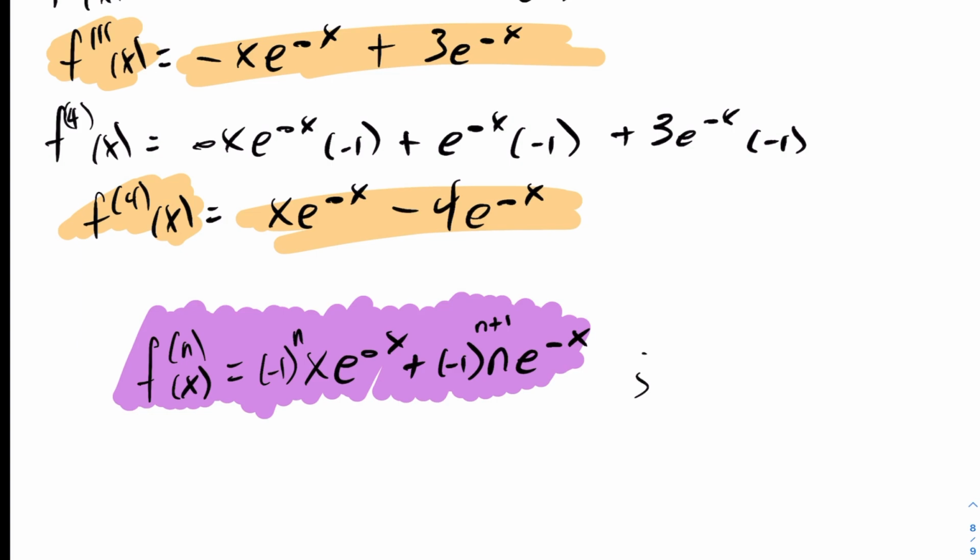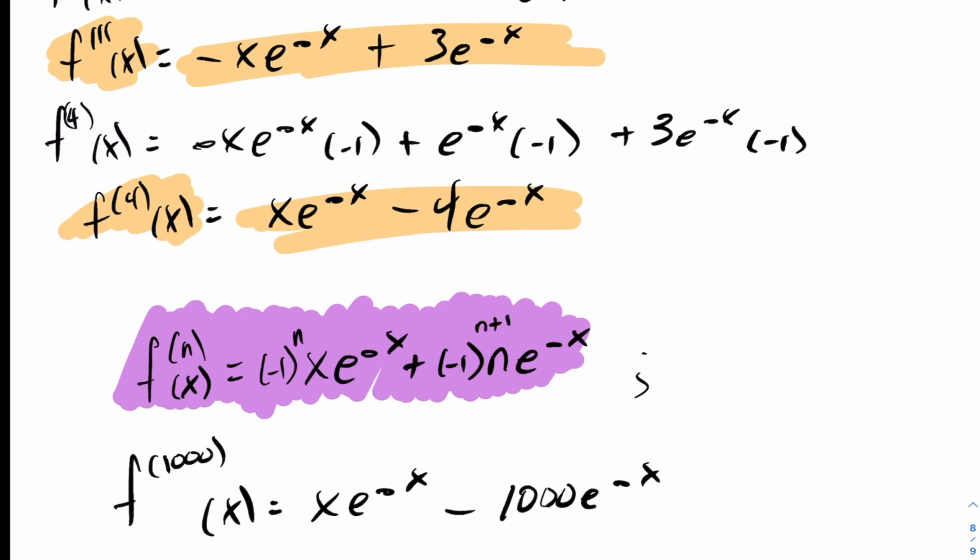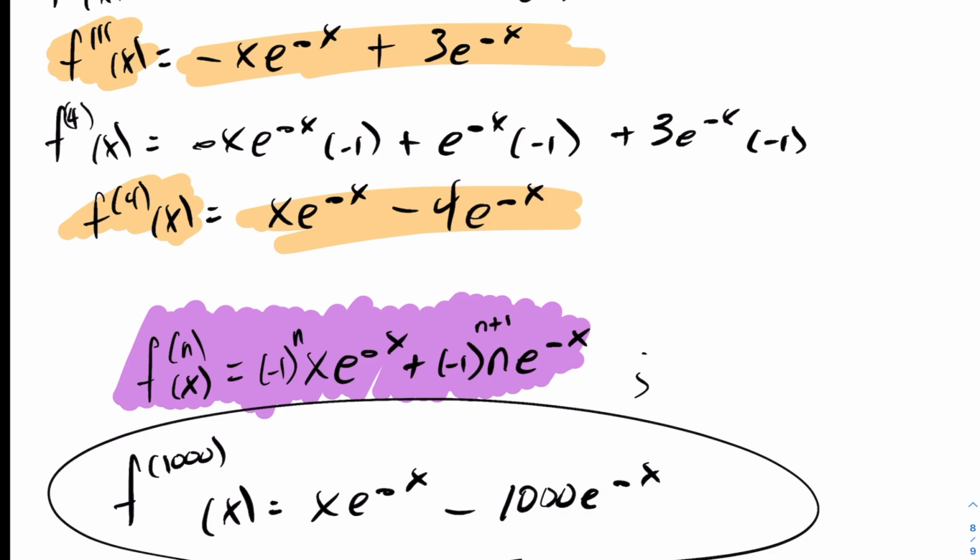So therefore, if I want the 1000th derivative, it becomes an easy task now. Obviously, the 1000th derivative at x is going to be, 1000 is an even number, so that'll make this positive. So this will be x e to the negative x, and 1000 plus 1 will make this negative, and this will be 1000 e to the negative x. And now we have a general equation for the nth derivative of our function.